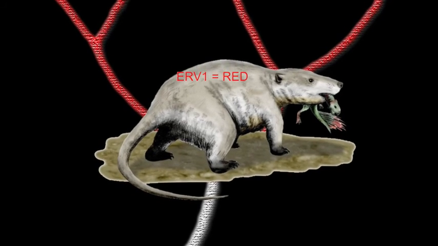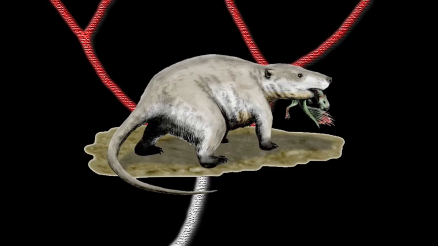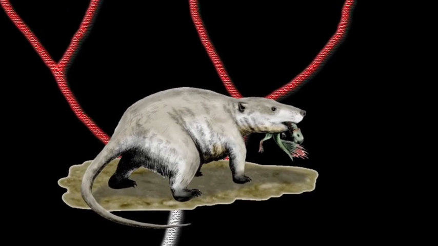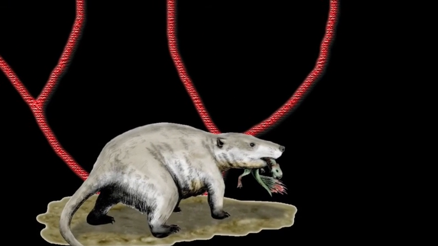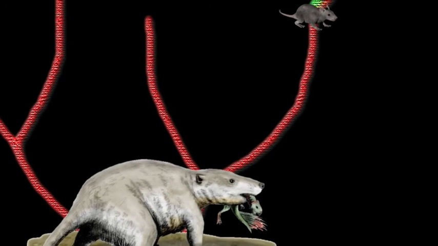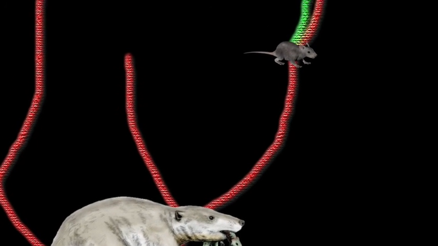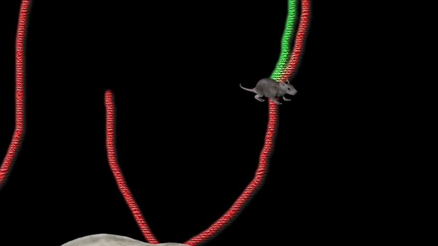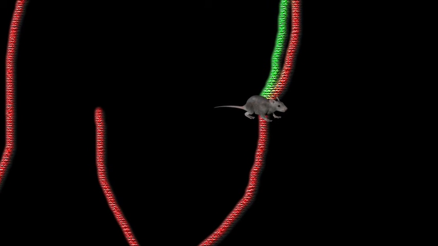Fast forward 30 million years. Different lineages have evolved and derived from the original common ancestor, and there are now many different types of mammals in existence, all carrying ERV1. A small rodent, let's call it Secundus mousus, is the common ancestor of mice and rats, and once again is infected by a new species-specific retrovirus that becomes endogenous. This is ERV2.